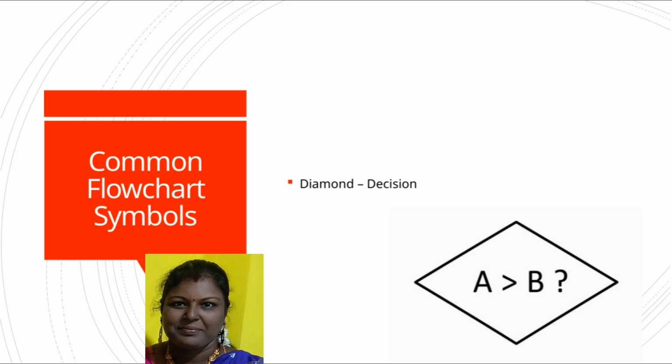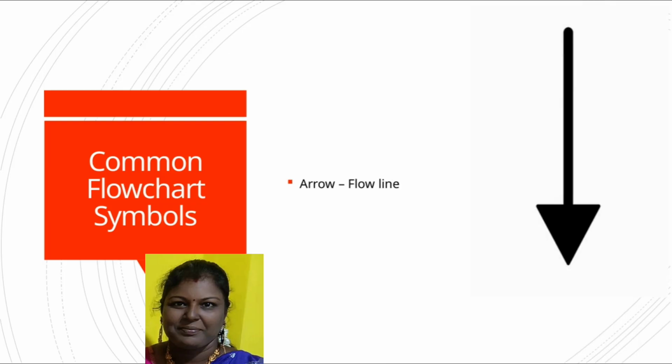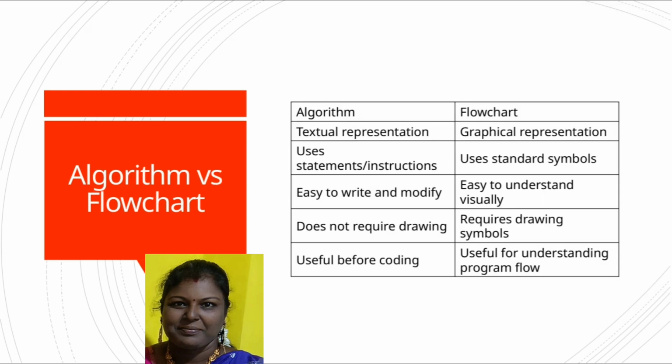Let's take a closer look at common flowchart symbols, starting with the arrow or flow line. This simple line guides us through the process, showing direction and sequence. It's the thread that connects each step, helping us follow the flow from start to finish. Without it, the flowchart would just be a collection of shapes, but with it, everything comes together into a clear, logical path.